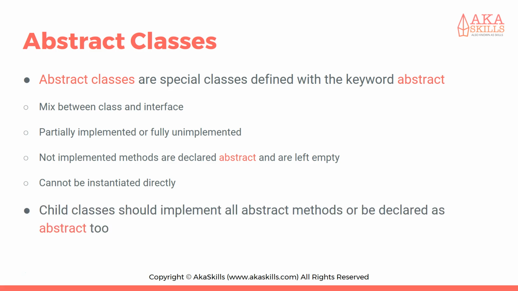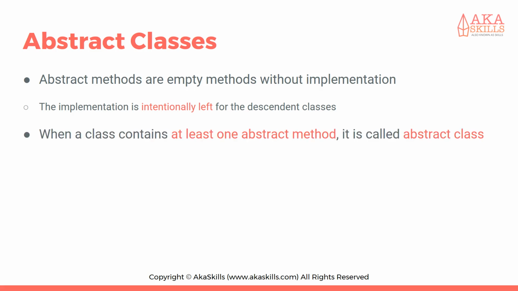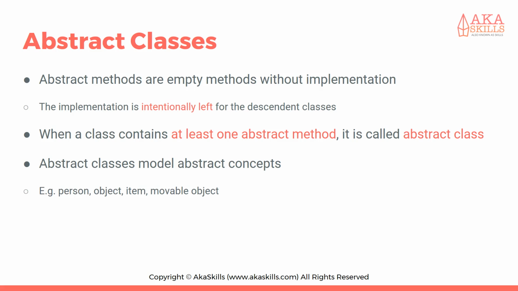So child classes should implement all abstract methods or be declared as abstract too. So abstract methods are empty methods without implementation. The implementation is intentionally left for the descendant classes to implement themselves. When a class contains at least one abstract method, it is called an abstract class, and abstract classes model abstract concepts. For example, person, object, item, movable object.